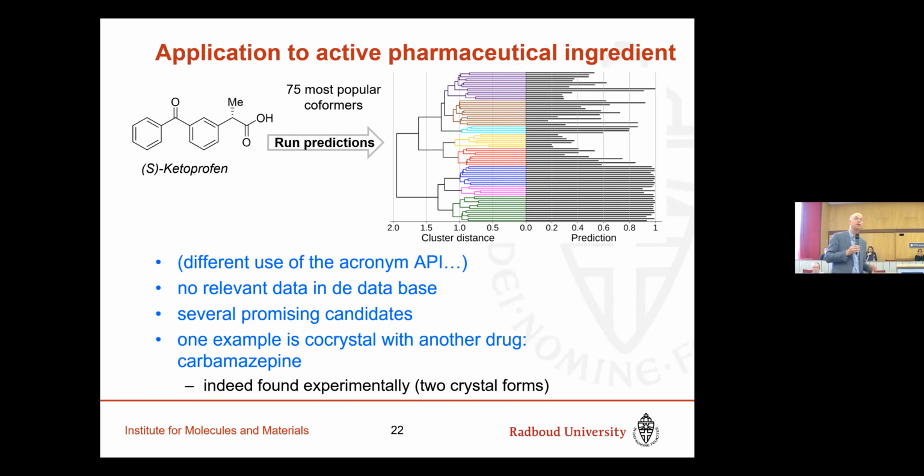Now, and finally, and this is really what you want to do, this is where we applied it to what is called an active pharmaceutical ingredient, or API. I've heard the acronym API several times here, but in the context that I'm talking about, it's an active pharmaceutical ingredient. So different fields have the same acronyms with different meanings. And ketoprofen, a painkiller, actually has really nothing in the database in terms of co-formers. And so, well, the whole machine is run.